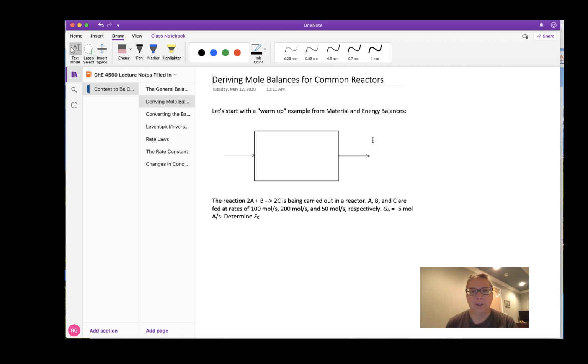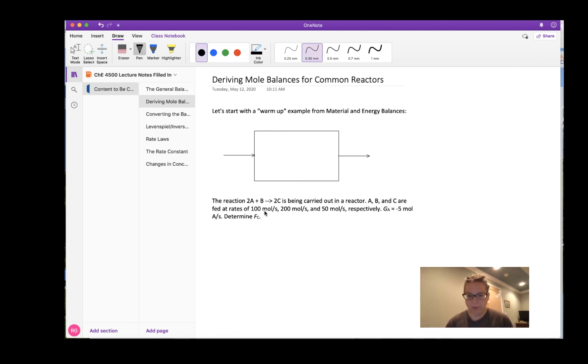So in this lecture, we'll see how to apply the balance equation to derive balances for common reactors. Before we start, let's do a warm-up example. This example applies the general balance equation to a reactor. We aren't telling you much about this reactor. This could be any reactor. We're giving you some information about it, and we're going to use the general balance to solve this problem.